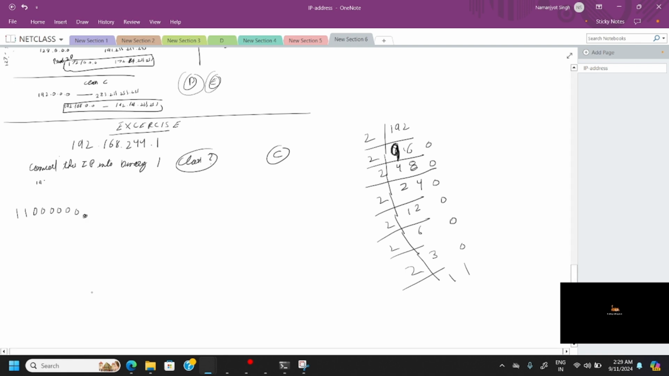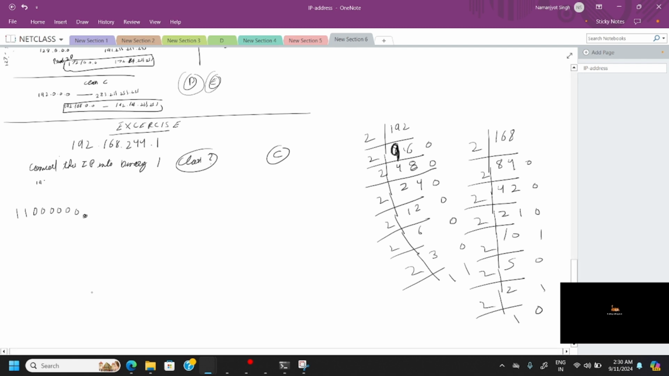Now 168, we have done this before. Let's take 168. 2 8s are 16, 2 4s are 8, remainder is 0. 2 4s are 8, 2 2s are 4, remainder is 0. 2 2s are 4, 2 1s are 2, remainder is 0. 2 10s are 20, remainder is 1. 2 5s are 10, remainder is 0. 2 2s are 4, remainder is 1. 2 1s are 2, remainder is 0. So 168 is 1 0 1 0 1 0 0 0, eight bits. Again, with 255.